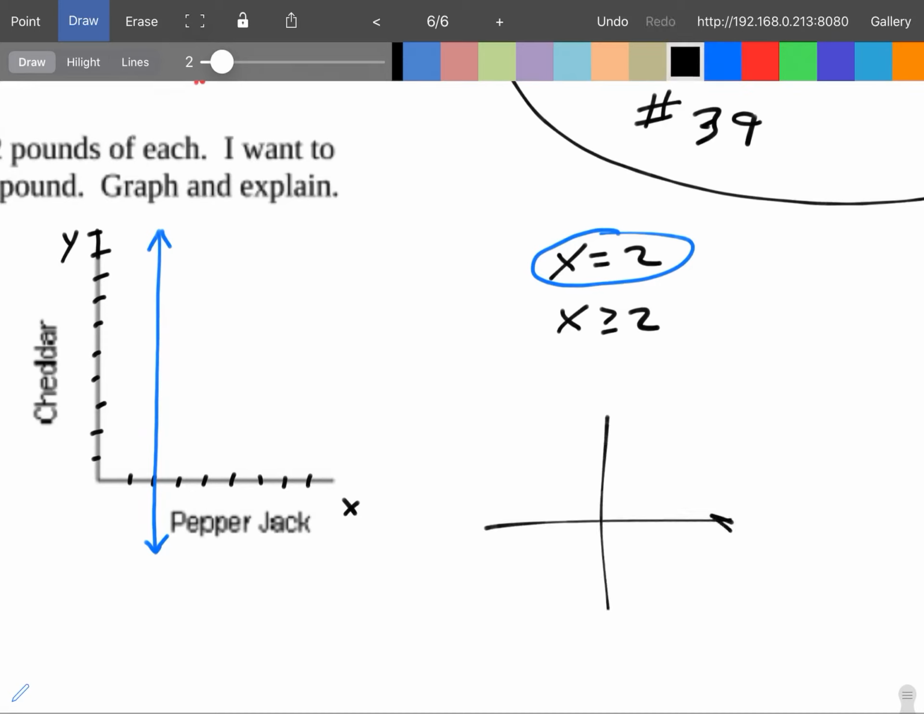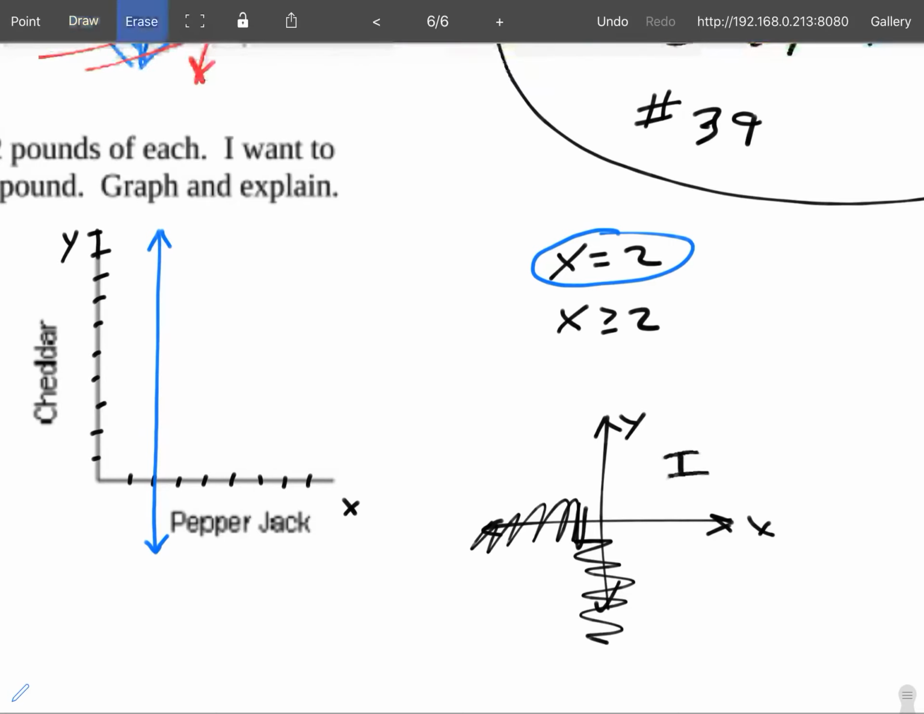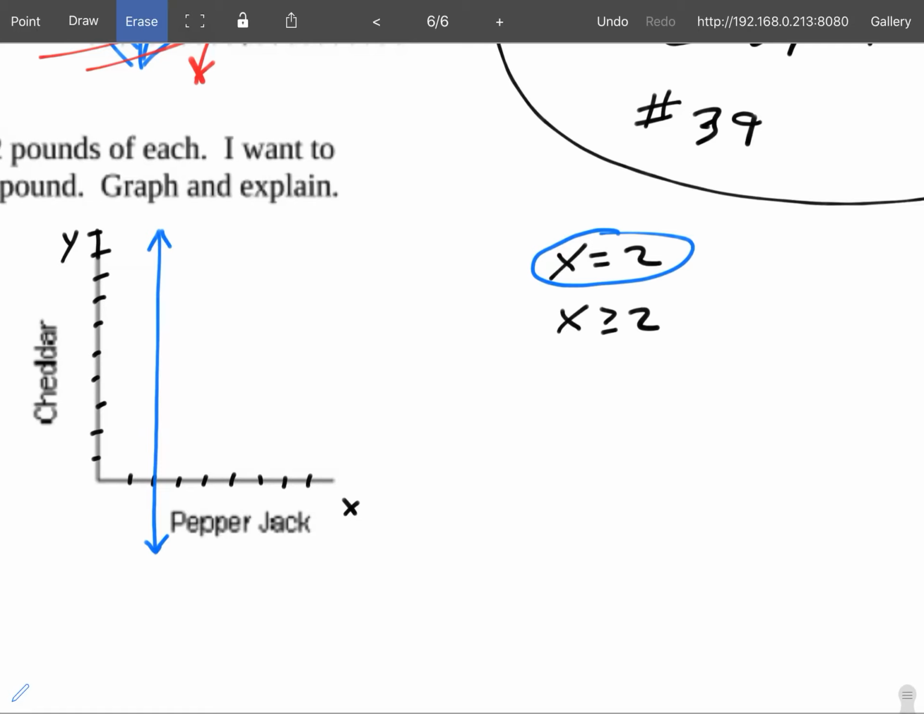One more quick comment: notice when I graph this thing, I don't graph it like this, okay? The reason I don't make all that part of the graph is x cannot be negative, so I don't need the graph over there, right? The number of pounds of pepper jack cheese cannot be a negative number. Same thing, I'm not going to have any graph down here either because the number of pounds of cheddar cheese cannot be negative either. So I'm only graphing in quadrant number 1, okay? So let me erase that stuff.